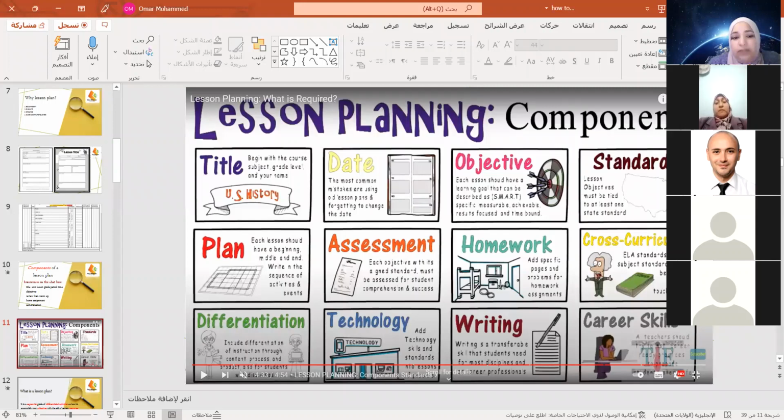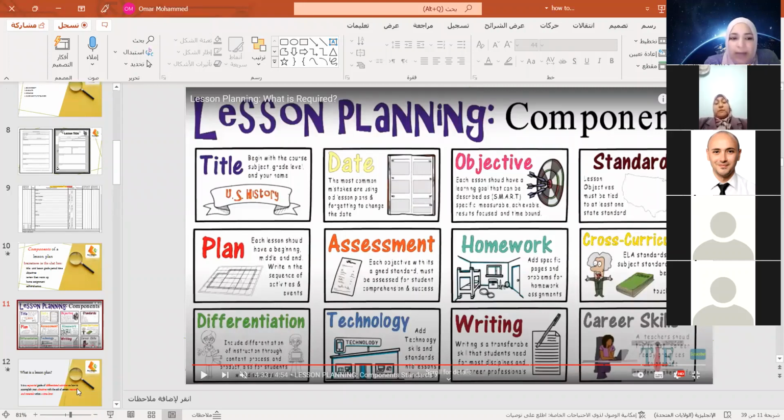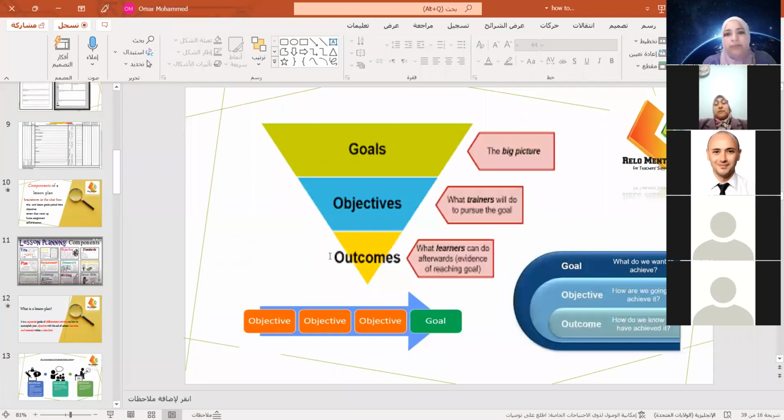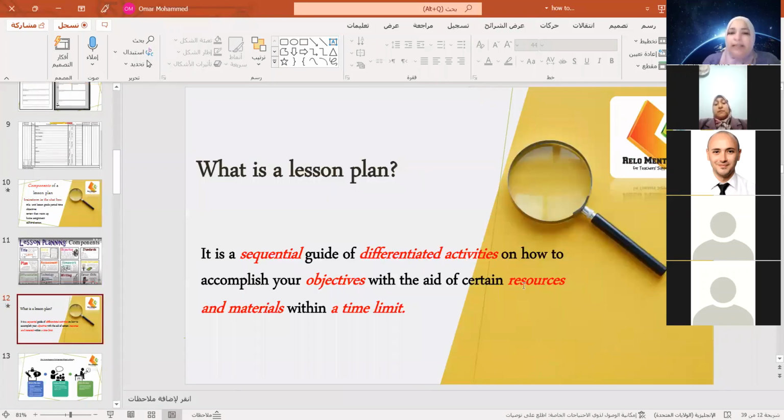We have first to understand what is a lesson plan. So here we have the definition of a lesson plan. What is a lesson plan? Look closely at this definition. It sums up most of the components. It's a sequential guide of differentiated activities on how to accomplish your objectives with the aid of certain resources and material within a time limit.